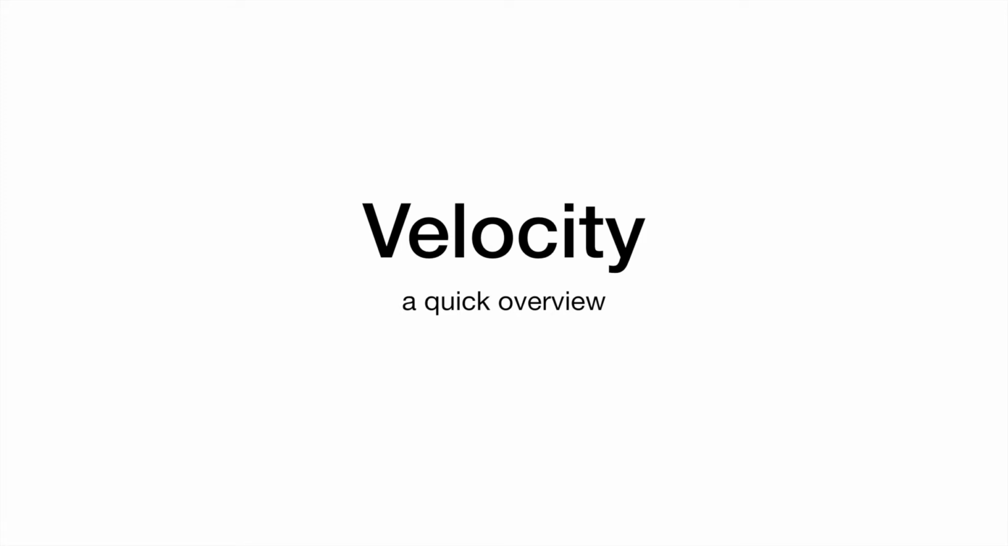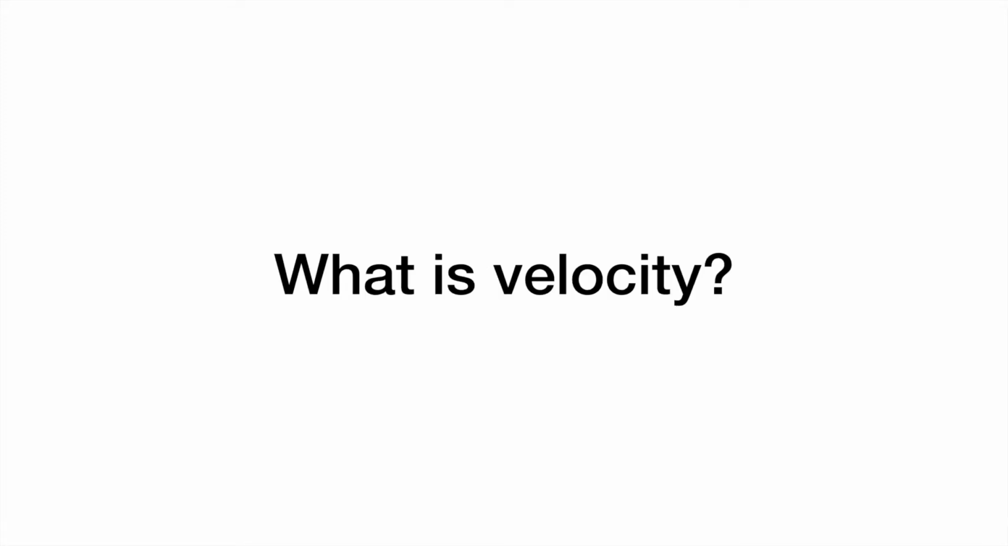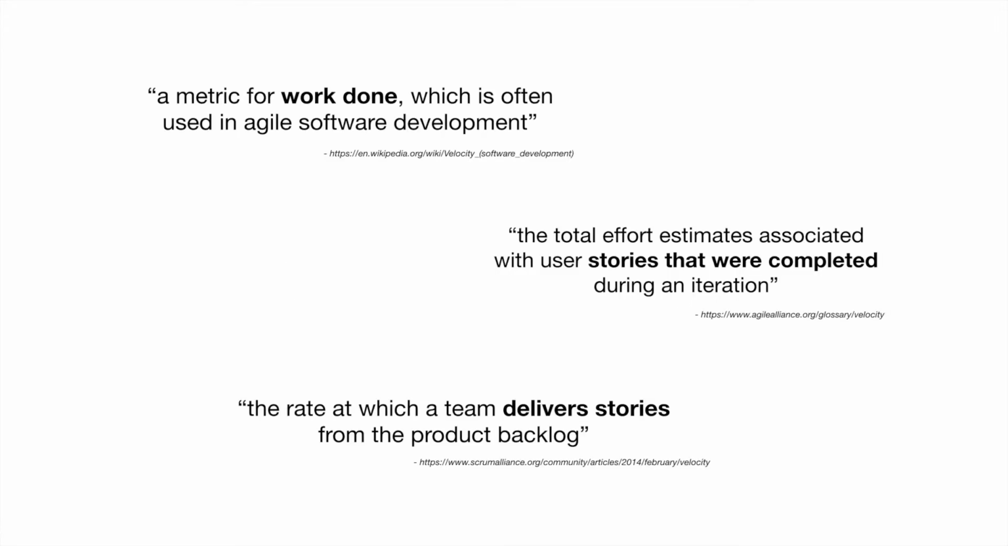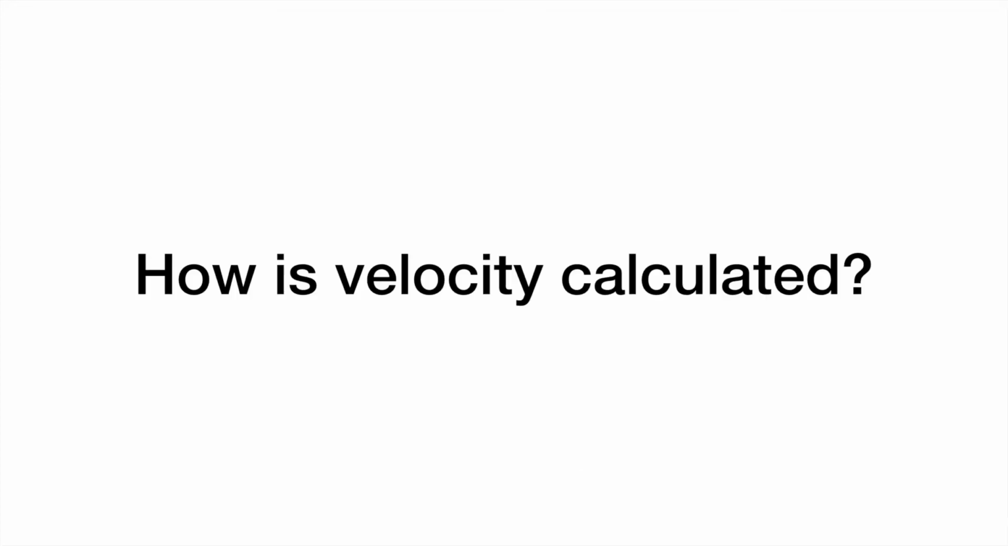Hello everyone, let's talk about velocity. So what is velocity? Well, according to various sites and organizations out there, velocity can be a metric for work done. Velocity can be the total effort of stories that were completed in an iteration. Velocity can be the rate at which a team delivers stories. All of these definitions are fairly similar. Velocity is basically the amount of work a team typically delivers per sprint or iteration.